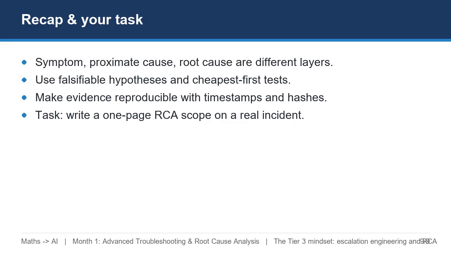Your task: take a real recurring incident, write a 1-page RCA scope with at least 3 falsifiable hypotheses, rank the cheapest disproving test for each, pull a system event timeline, hash one artifact, and conclude with either a proven root cause or an explicitly bounded unknown.